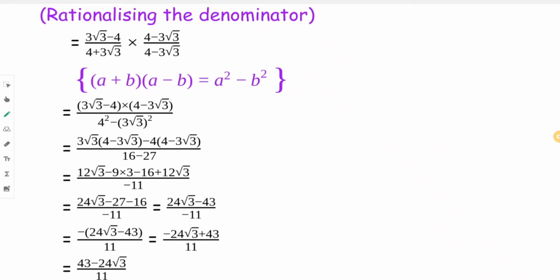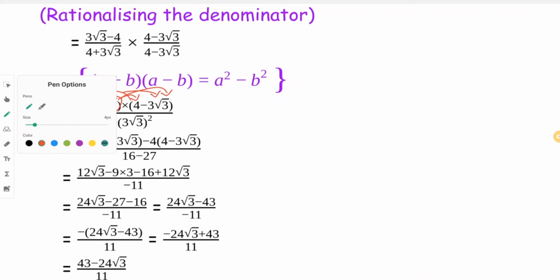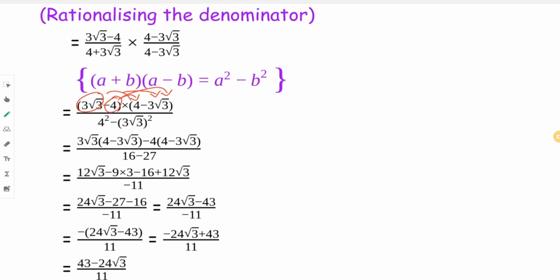I have here what? 3 times root 3, right? So I'm going to multiply 1 time, 2 time. Okay, same thing with this minus 4. I'll multiply this once and then I'll multiply this again. Clear? So I'm just writing it down here so they will understand. You can see that first I took 3 root 3 and will multiply these two, right? So I've written here, and even this minus 4 will multiply these two. So I'm just writing it down there.